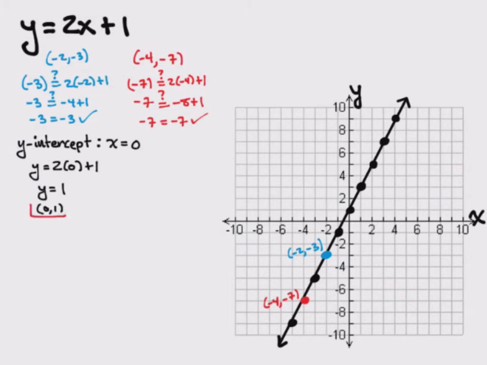So in this case, we'd say that the y-intercept is the point (0, 1), or you can just give the y-coordinate and say the y-intercept is 1, since of course the x-coordinate has to be 0 there.